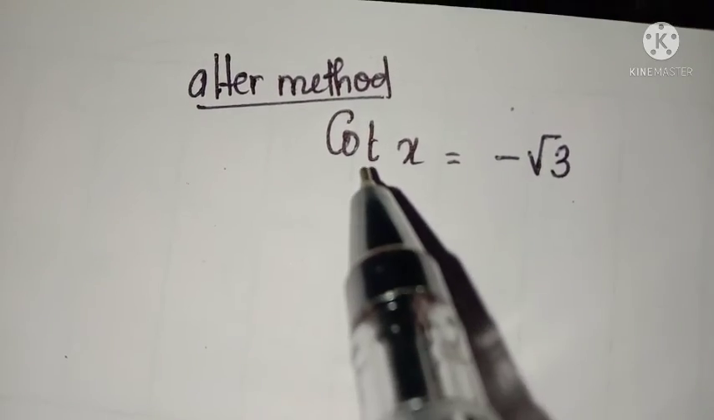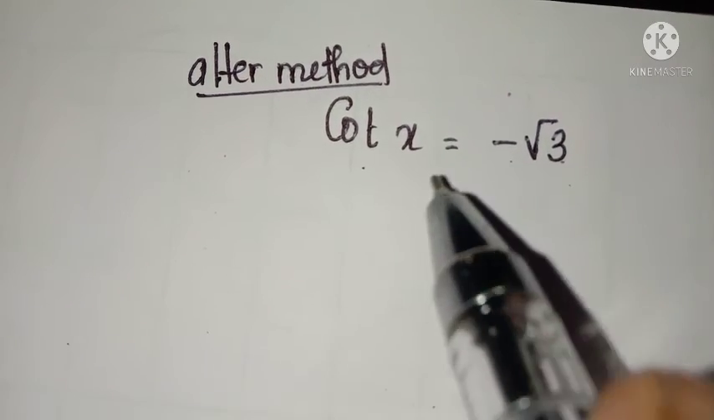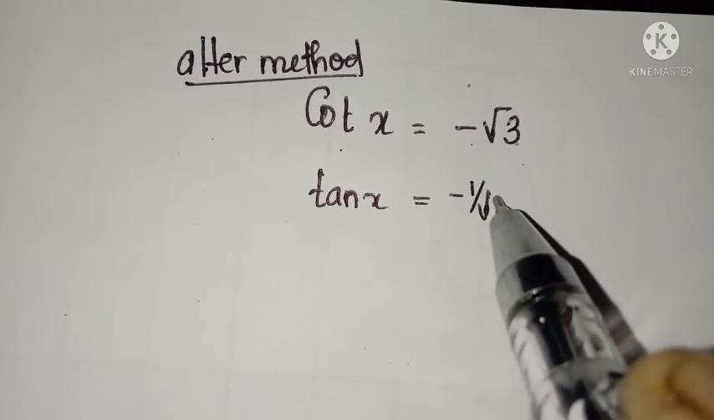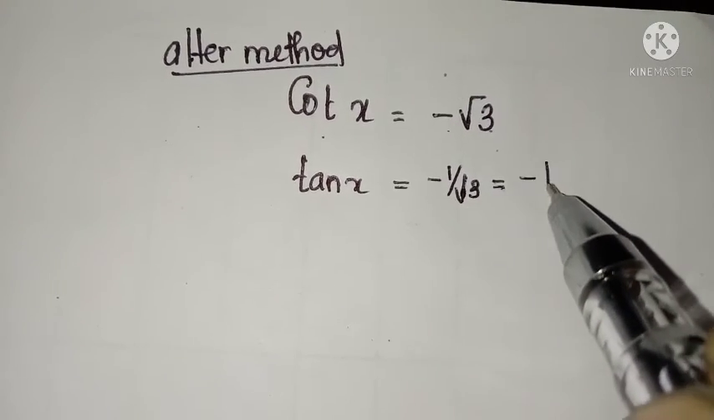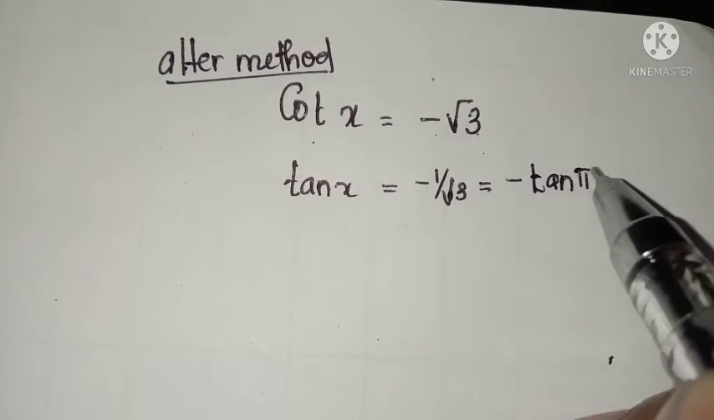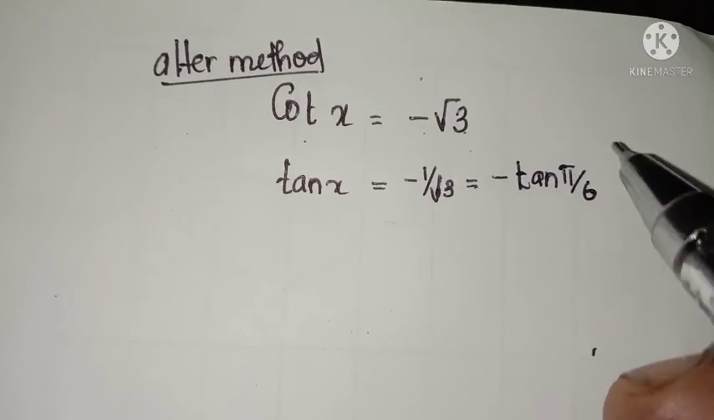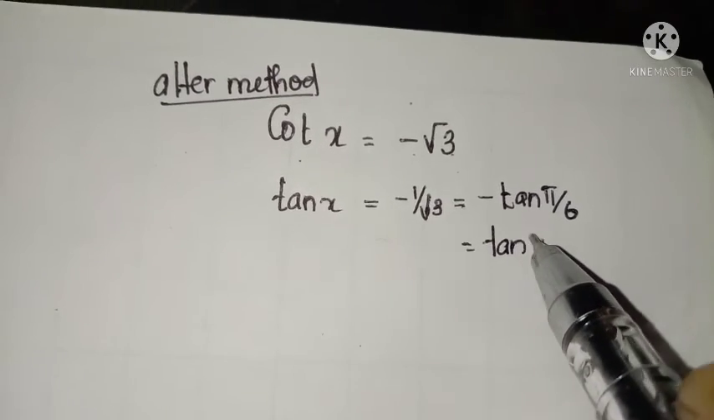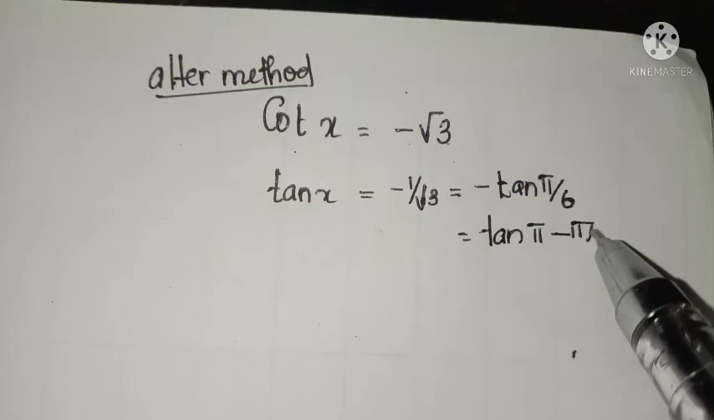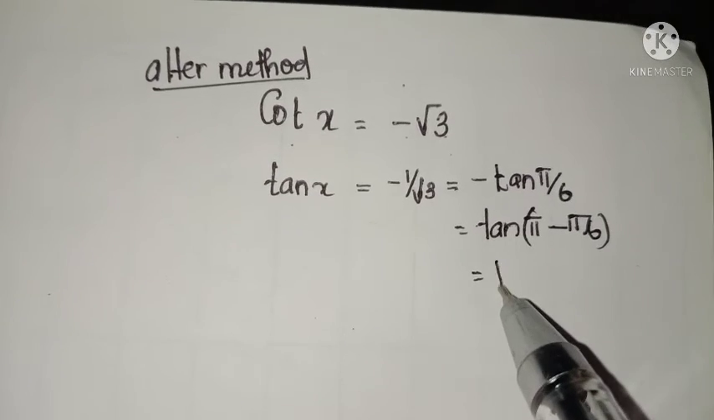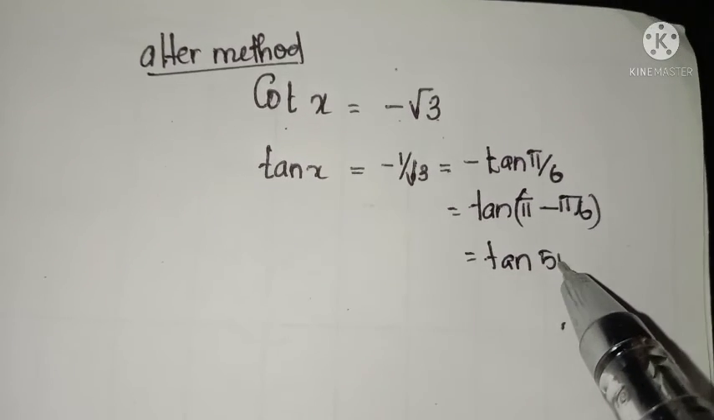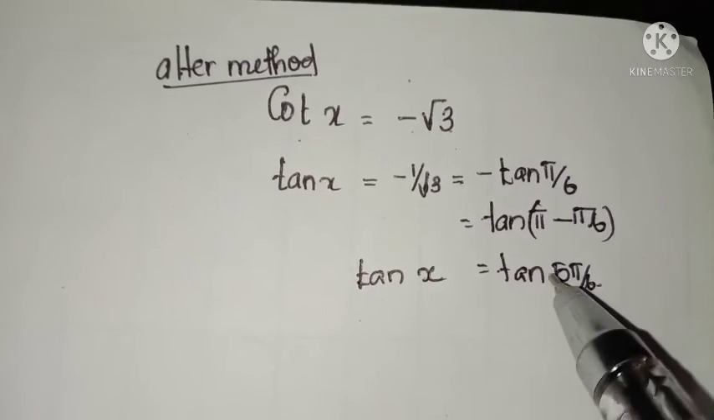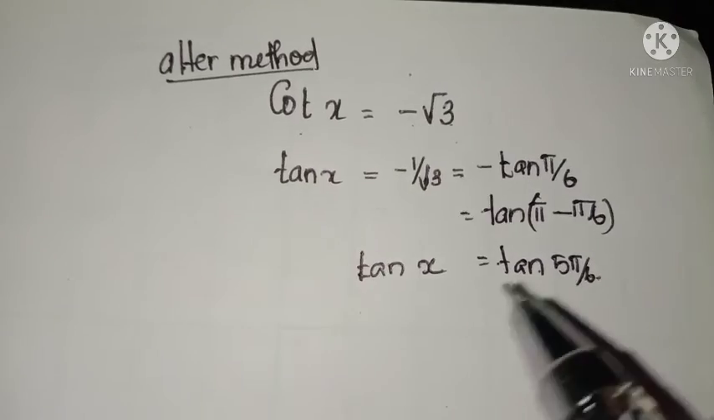Let's see. We have cot x equal to negative root 3. So tan x gives negative 1 by root 3. Negative 1 by root 3 means negative tan pi by 6. And this is tan pi minus pi by 6, which gives tan 5 pi by 6. So tan x equal to tan 5 pi by 6.